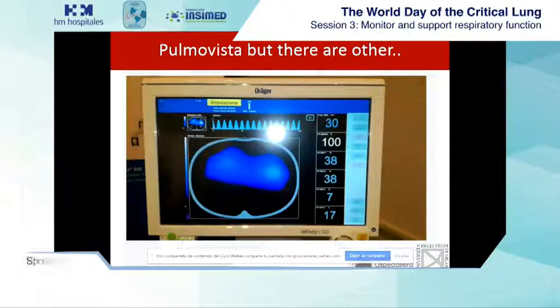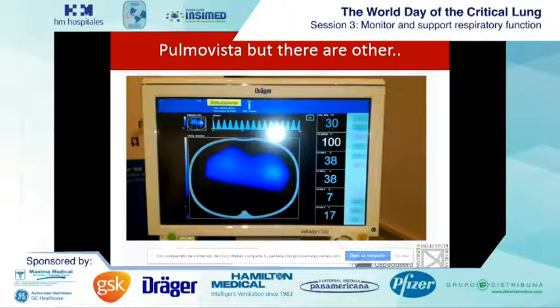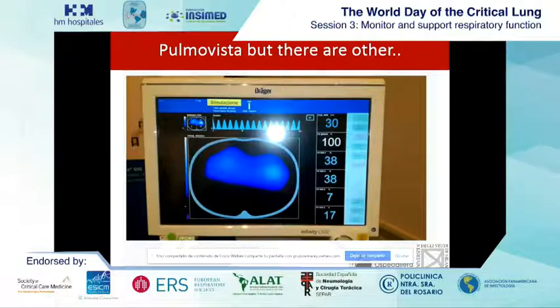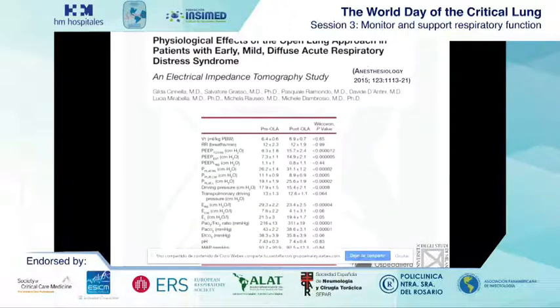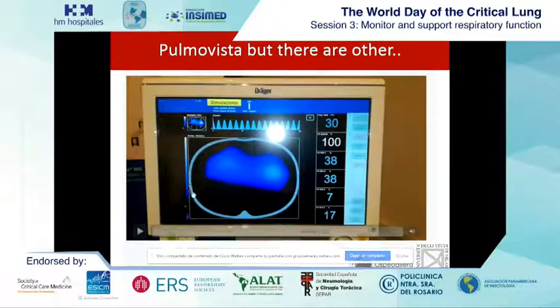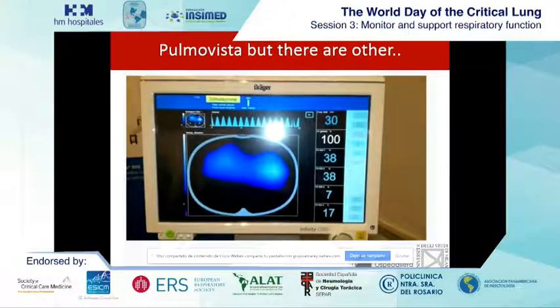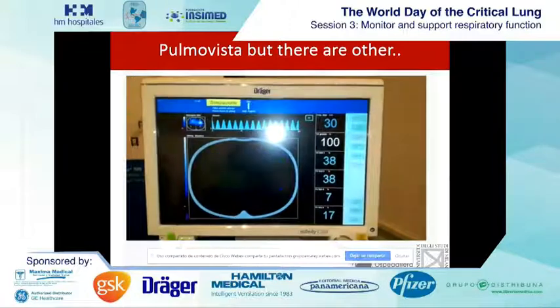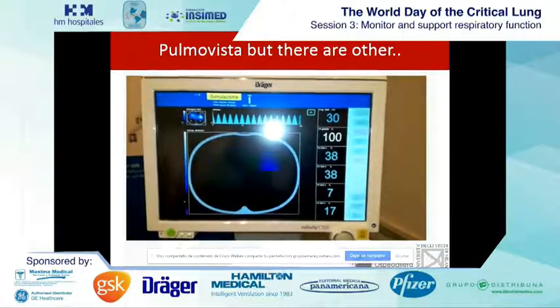Maybe you can start the movie on this slide, please. Otherwise, it is just to give you an idea of what the Pulmovista, or electrical impedance tomography, is. There is a belt around the chest wall. You see changes in impedance, meaning that this is air going into the lung.